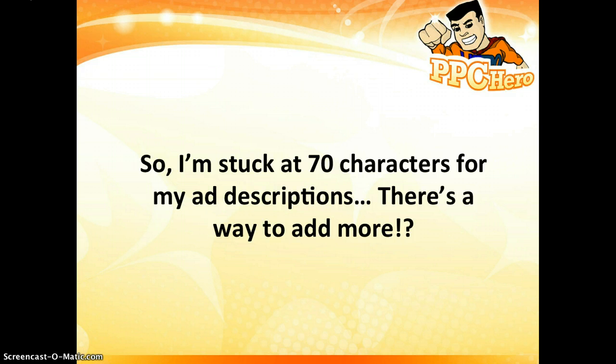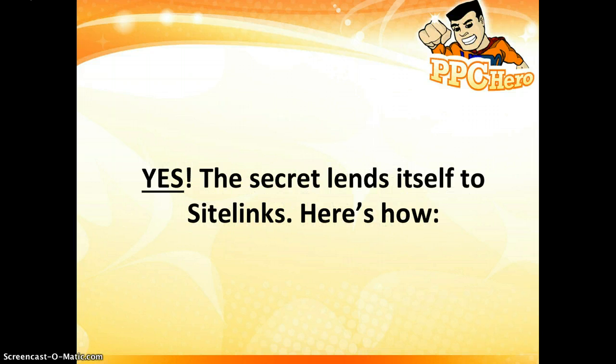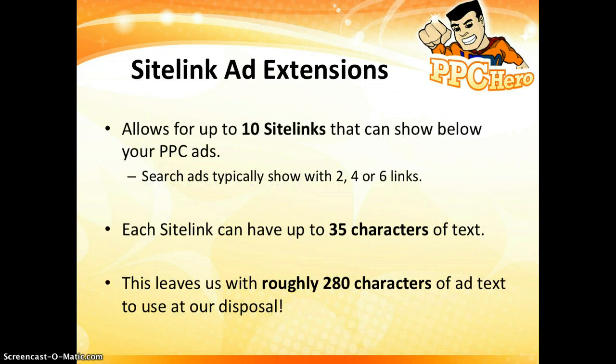So I'm stuck at 70 characters for my ad descriptions, but you say that there's a way to add more? The answer to that is yes, and the secret lends itself to Sitelinks. Here's how. With Sitelinks, these essentially allow for up to 10 links that can show below your PPC ads. However, search ads typically tend to show with 2, 4, or 6 links rather than 10. Furthermore, each site link can have up to 35 characters of text, so at the end of the day, this leaves us with roughly 280 characters of descriptive ad text to use at our disposal.